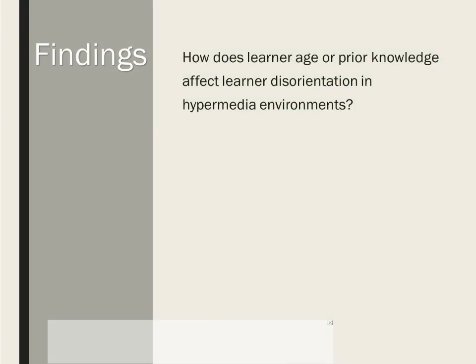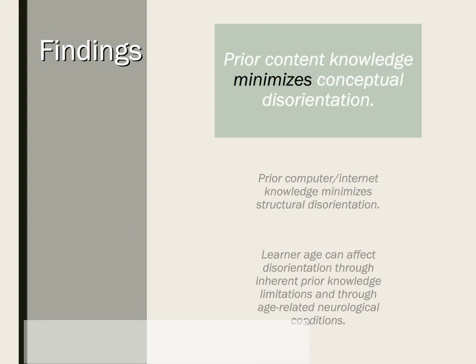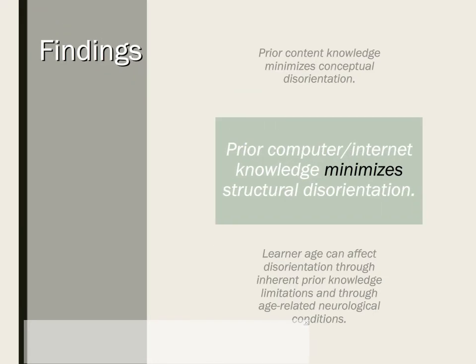My research questions provide the framework for my findings. My first research question was, how does learner age or prior knowledge affect learner disorientation in hypermedia environments? Prior content knowledge makes it easier to understand and organize new information, which helps the learner process the information, thus avoiding conceptual disorientation, or what I like to call overload. Prior experience using computers and the internet helps learners avoid structural disorientation, that lost in space feeling that Conklin described.